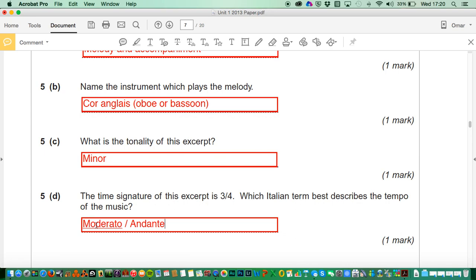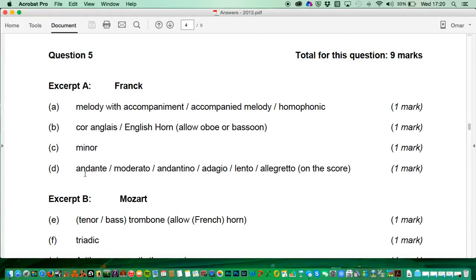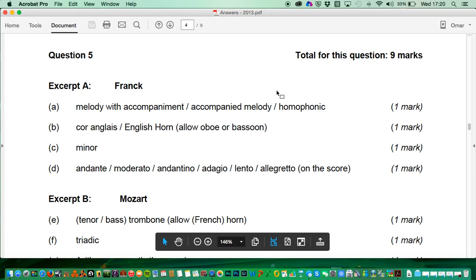If you look at the mark scheme, there's a number of responses that you could have put for this. You could have put andante, you could have put moderato, andantino, which is a little bit quicker than andante, adagio or lento, which is your slower terms, or allegretto, which is slightly slower than allegro. And allegretto is the actual tempo marking of the excerpt.